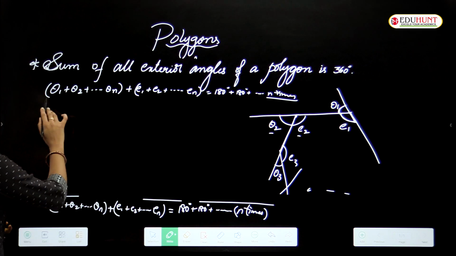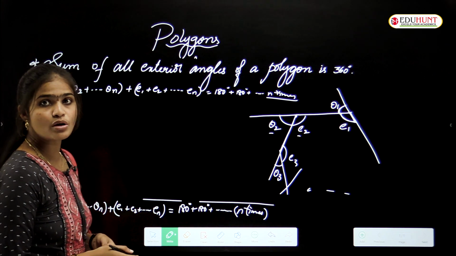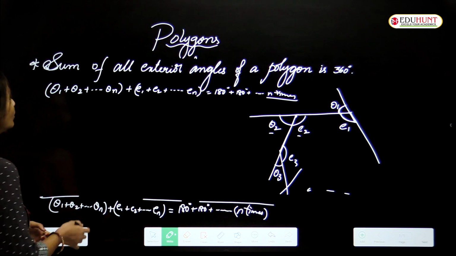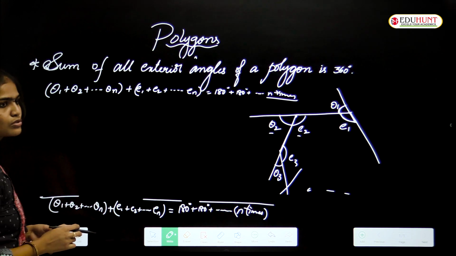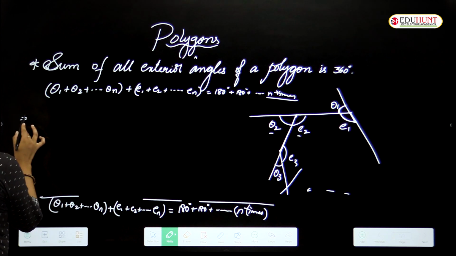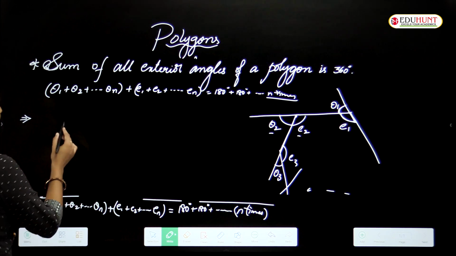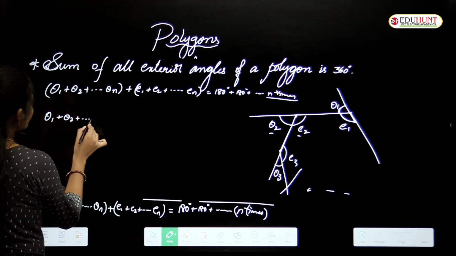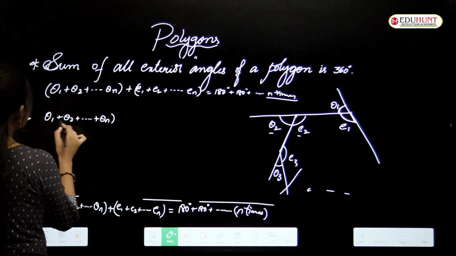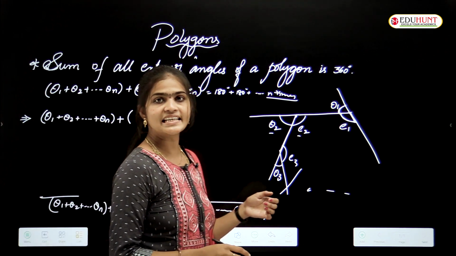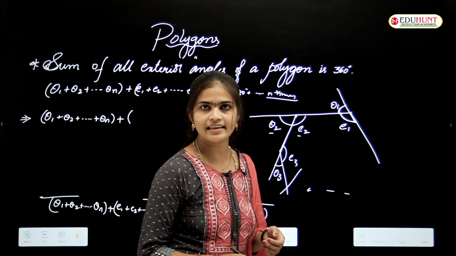Okay, so here theta 1 plus theta 2 plus theta 3, those all are exterior angles. Here theta is an exterior angle, no? So theta 1, theta 2, theta 3, those all are exterior angles. We need to find that exterior sum only, no? That's why keep the exterior angles on the left hand side. So that is theta 1 plus theta 2 plus and so on. And in this step, we know that E1 plus E2 plus E3 plus and so on, those all are interior angles.